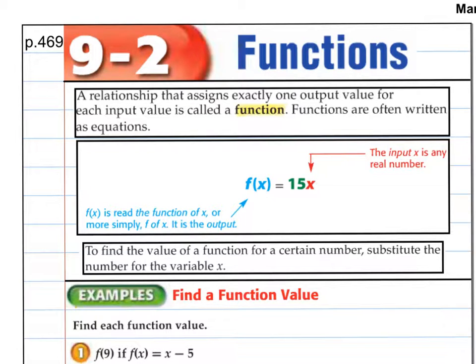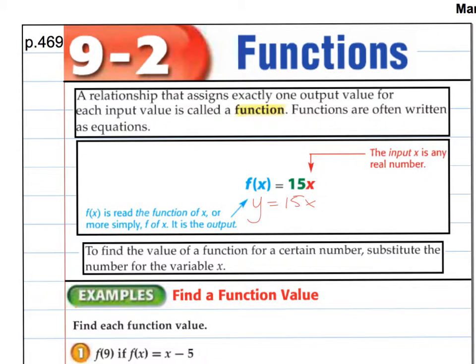Functions are often written as equations, okay? So a lot of times, right now, you're going to see it as this f of x. That's read as the function of x, and then there will usually be a value in there for x, and that tells you what to plug in. But the outcome here becomes your output. A lot of times, too, in algebra, you're going to see this as y equals 15x. So keep in mind that these are very similar: input-output. So that's some vocabulary for you.